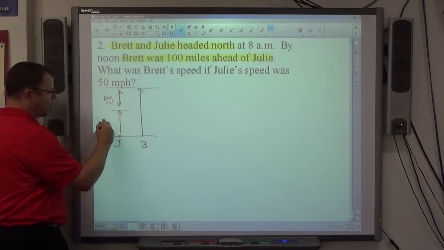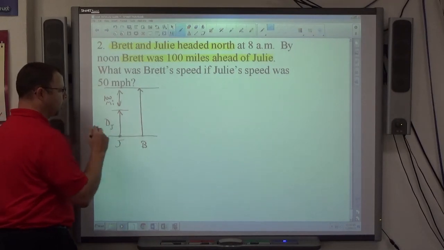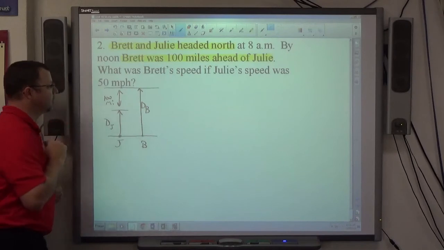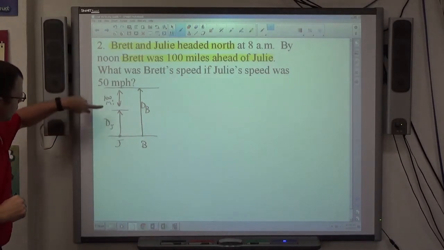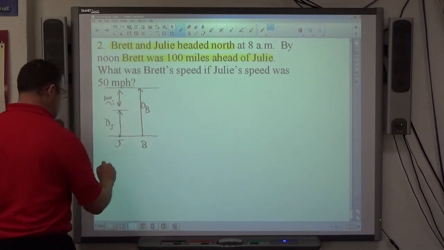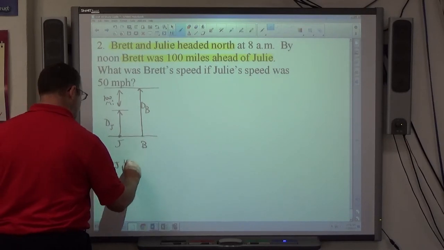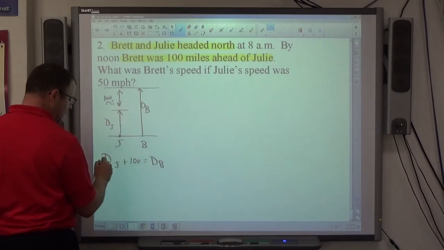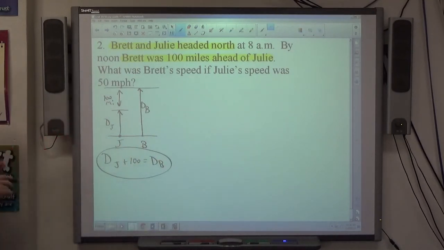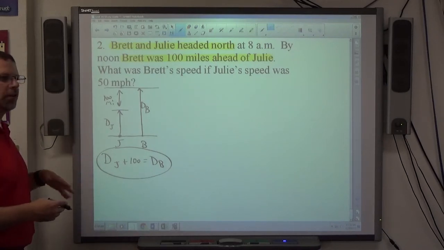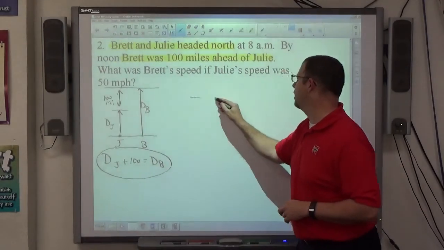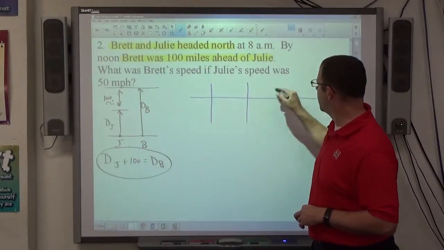They did not tell me how far Julie went, so I'm going to put D sub J to represent her distance. They didn't tell me how far Brett went, so D sub B is going to be his distance. And just like that, I can see the picture. Short plus short equals long, so D sub J plus 100 is equal to D sub B. So that's the relationship of distances in this problem. And again, that's priority one of these problems always. Get the distance relationship first, then we can use that to create an equation once we know what the distance expressions are. To get distance expressions, we come back over here. Our categories are going to be Julie and Brett.